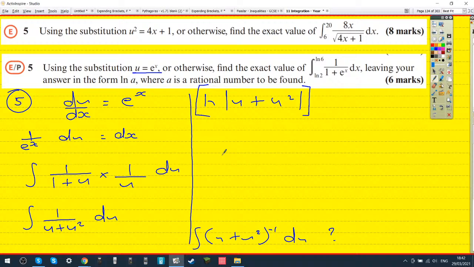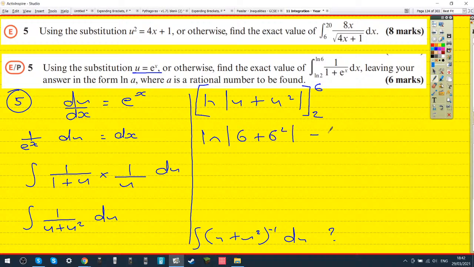I then sub in ln 6 and ln 2 into e to the power of ln 6 and e to the power of ln 2 to get my new two values. Yeah, and if you put e to the ln 6 in your calculator, it'll say 6, and e to the ln 2 will be 2, because e and ln cancel out. And so here I just need to sub in 2 and 6. Yeah.